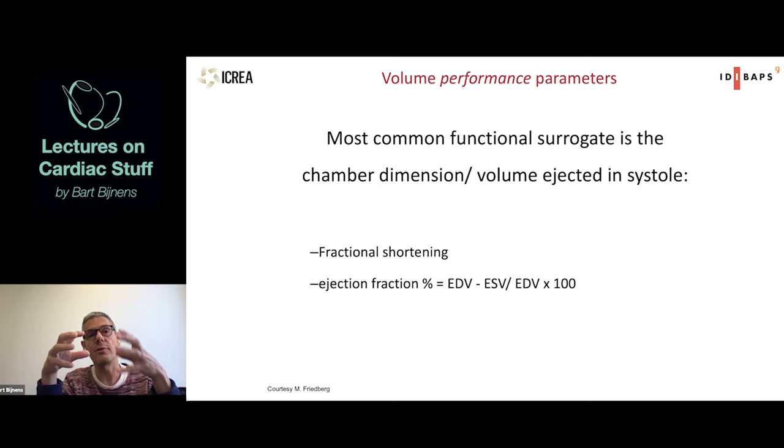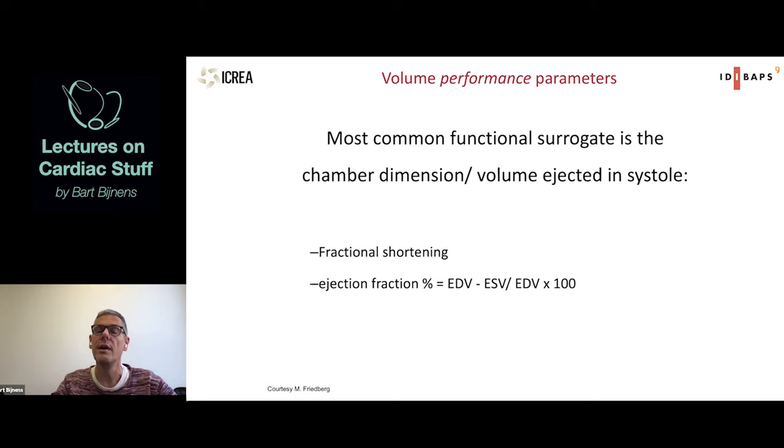And then, of course, if we multiply the stroke volume by the heart rate, we get the cardiac output. So the amount of liters of blood per minute that is pumped out by the heart, which is determined by what is needed by the body, as we said before. Whether you do exercise or not, that makes a difference, for example.